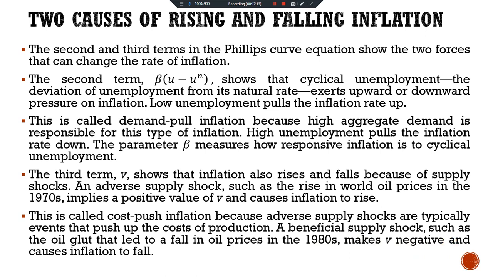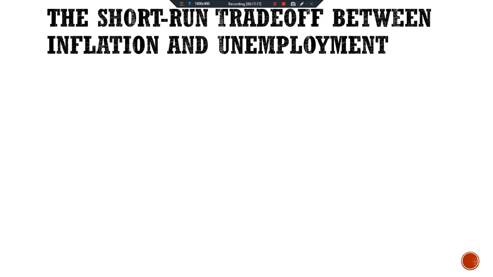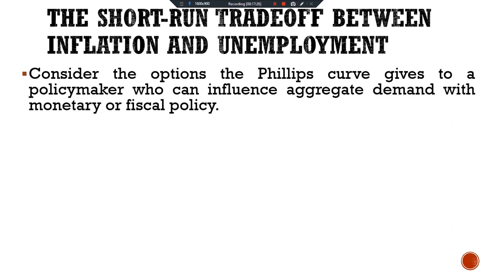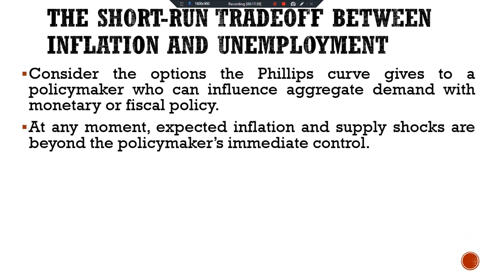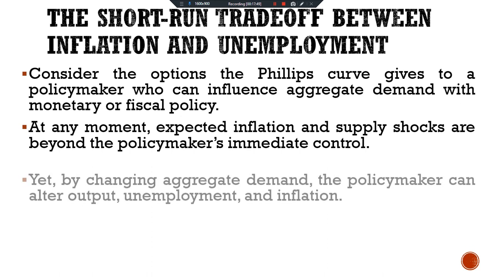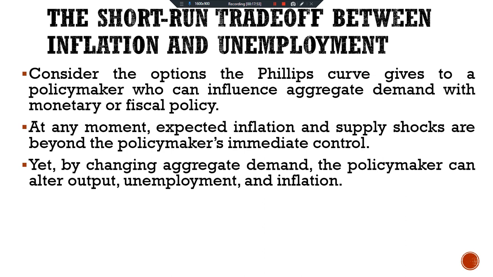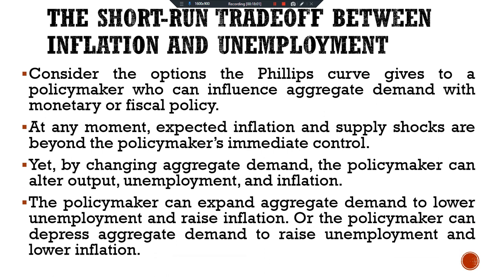Okay, moving on to further discussion about inflation, unemployment and the Phillips curve, we have here the short-run trade-off between inflation and unemployment. Consider the option the Phillips curve gives to policymakers who can influence aggregate demand with monetary or fiscal policy. At any moment, expected inflation and supply shocks are beyond the policymakers' immediate control. Yet, by changing aggregate demand, the policymaker can alter output, unemployment, and inflation. So, the policymaker can expand aggregate demand to lower unemployment and raise inflation, or depress aggregate demand to raise unemployment and lower the inflation rate in the economy.